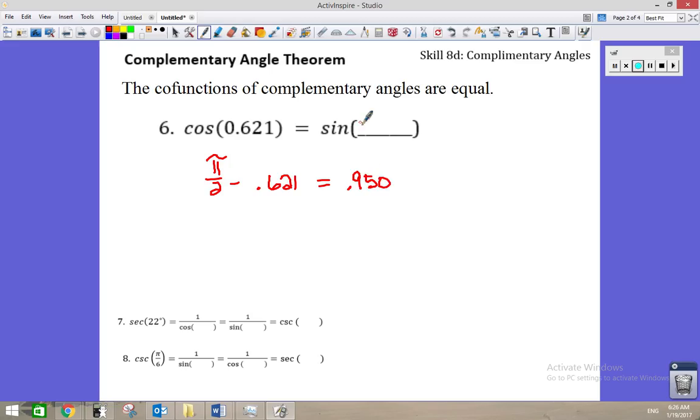So cosine and sine are cofunctions, and 0.621 and 0.950 add up to approximately pi over 2. All right.